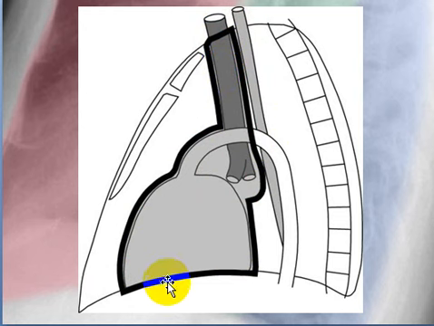It contains the heart, pericardium, ascending aorta, transverse aorta, superior vena cava, and inferior vena cava here, and the brachiocephalic vessels and pulmonary vessels, and also the trachea and lymph nodes and the phrenic and vagus nerves, and also the left recurrent laryngeal nerve.